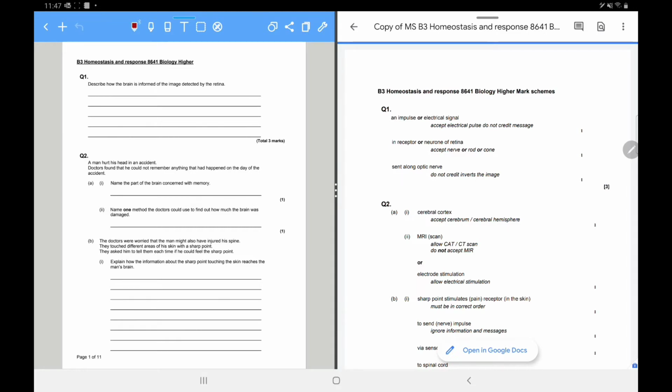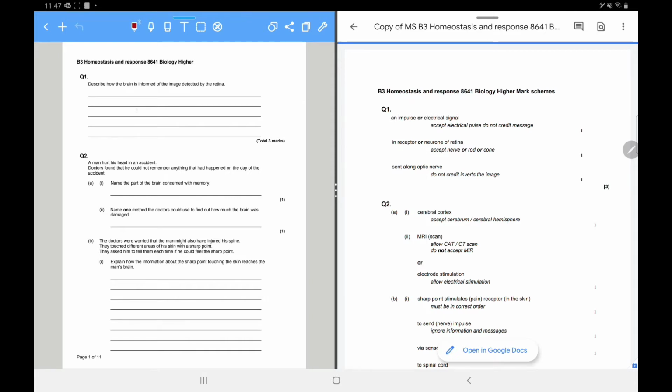There's obviously a lot of repetition in biology and the sciences. The science doesn't change. So each year, they're going to ask you a slightly different version of a question you've probably seen before, which means we can learn a lot from mark schemes. So, question 1, describe how the brain is informed of the image detected by the retina.